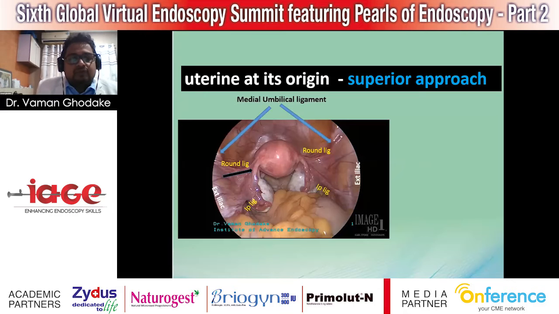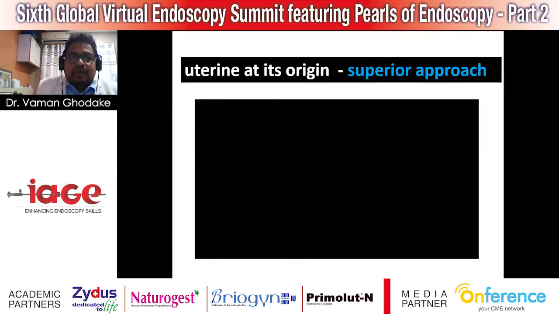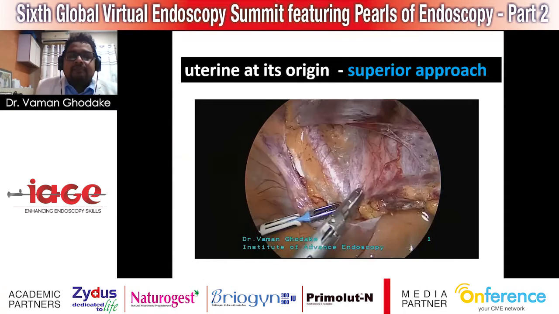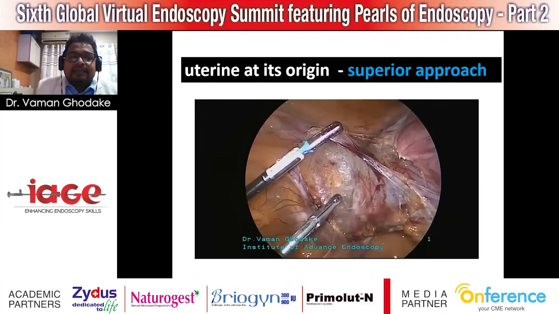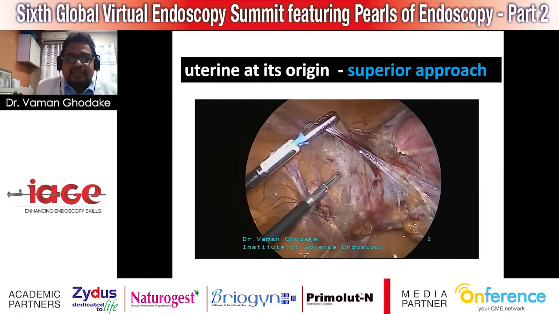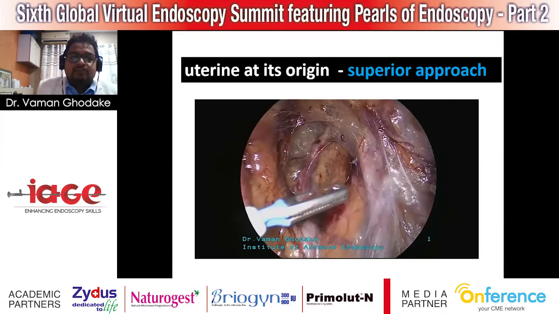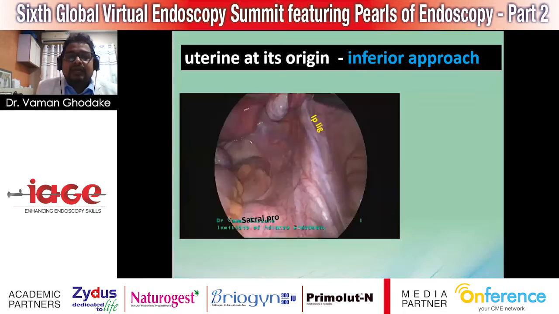So for the superior approach, one has to start through this imaginary triangle bounded by the round ligament, external iliac, and the IP ligament. When we start the superior approach, just start dissection at this imaginary triangle. The key structure we first see is the external iliac artery. Go parallel to that, you will have the internal iliac, and the first oblique structure crossing is the uterine artery.